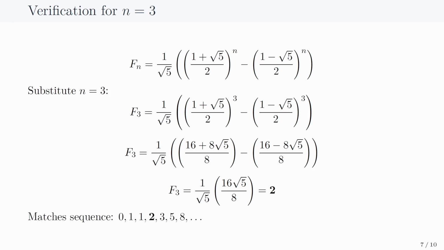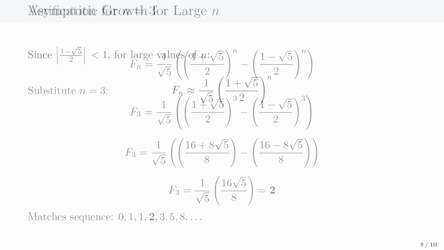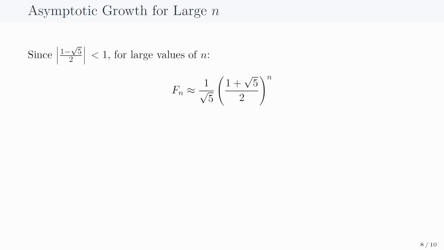Yep, it works. Now, if we wanted higher terms like the millionth or a billionth term in Fibonacci sequence, we can approximate the formula where only the (1 plus square root of 5) over 2 term remains because the other one lies between minus 1 and 1. So as n grows, that term does not contribute much.